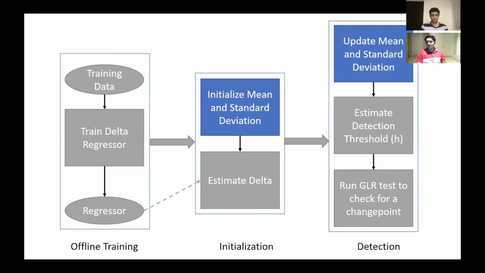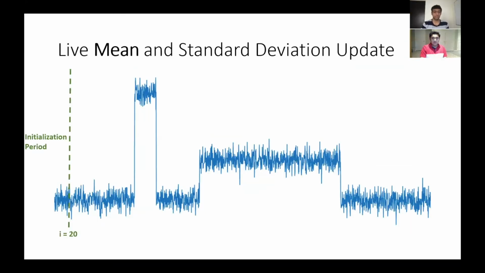Next, we will discuss the live mean and standard deviation updates. One of the reasons MOANA is adaptive is due to the live mean and standard deviation updates. We initialize the mean and the standard deviation using the first I samples of the signal. We found I equals 20 to be a reasonable balance between enough samples for accurate standard deviation updates and initiating detection as early as possible. However, this can be changed if desired.